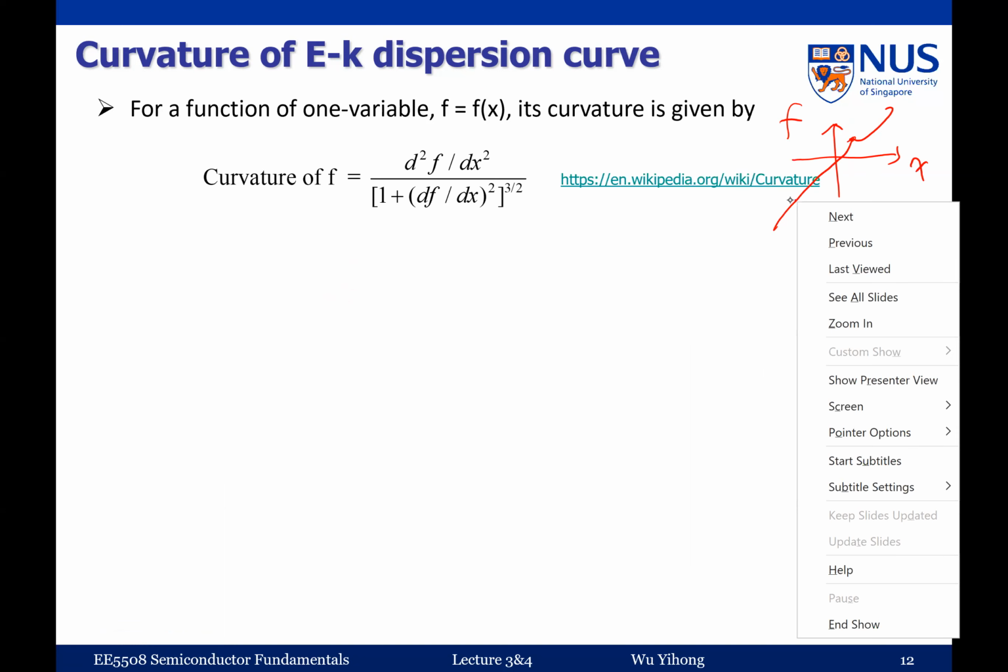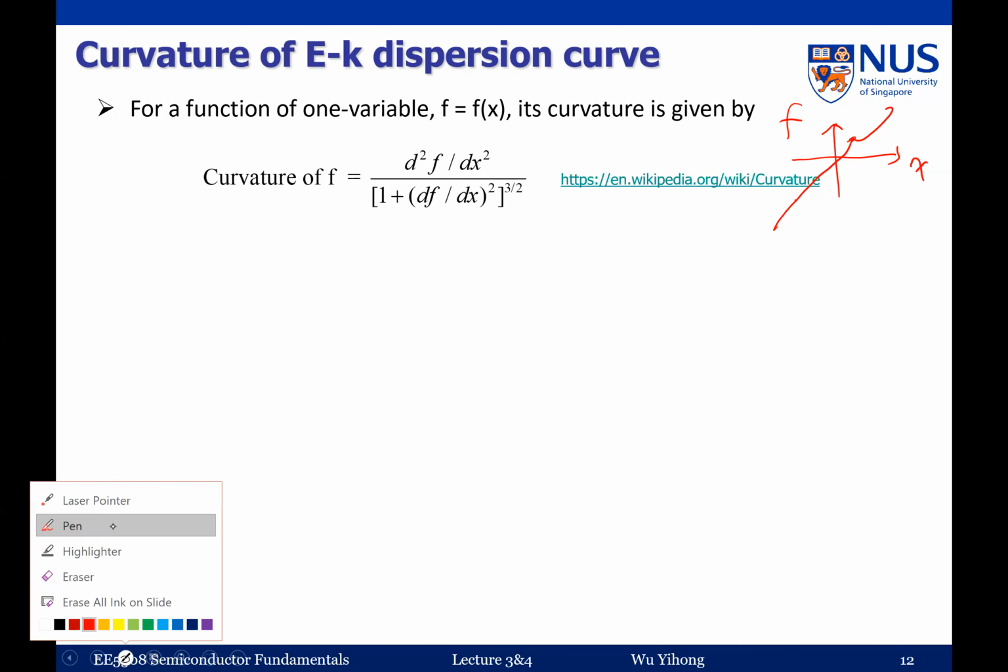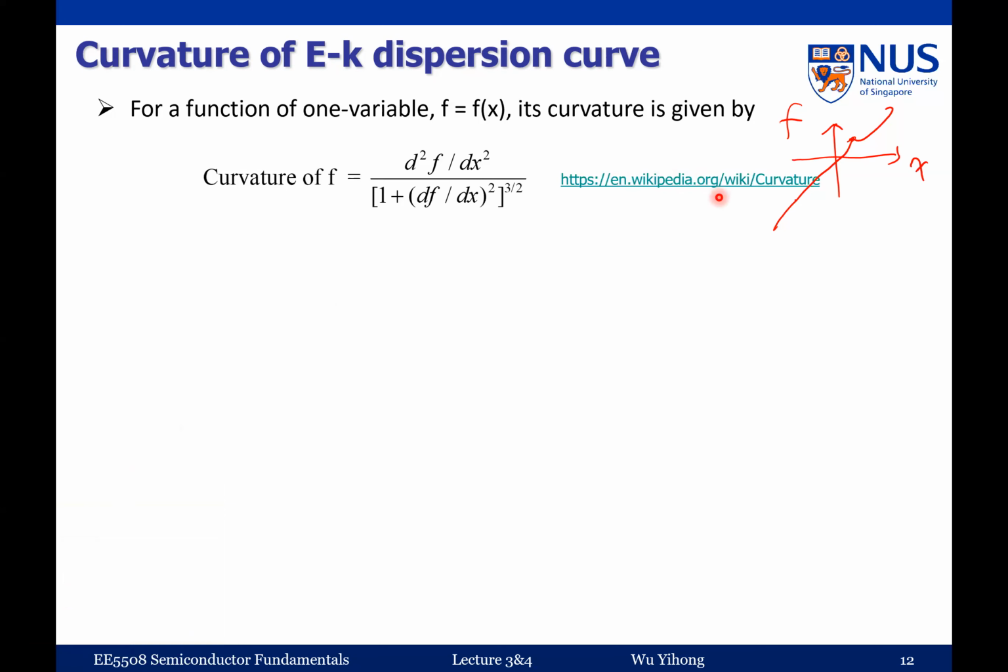So the curvature mathematically can be found from here. If you are not familiar with this mathematics, there's a link here, so you can go back and look at this link. And this is the second order derivative with respect to the independent variable, which is x. And here you have 1 plus the first order derivative squared, to the power of 3/2. So that's the curvature. Okay.